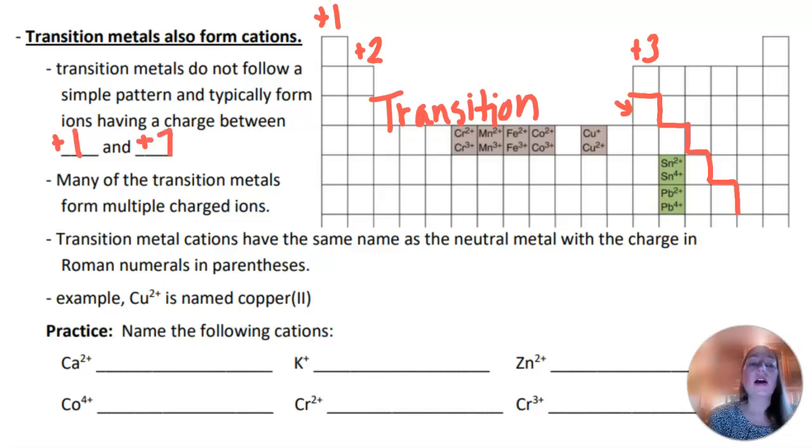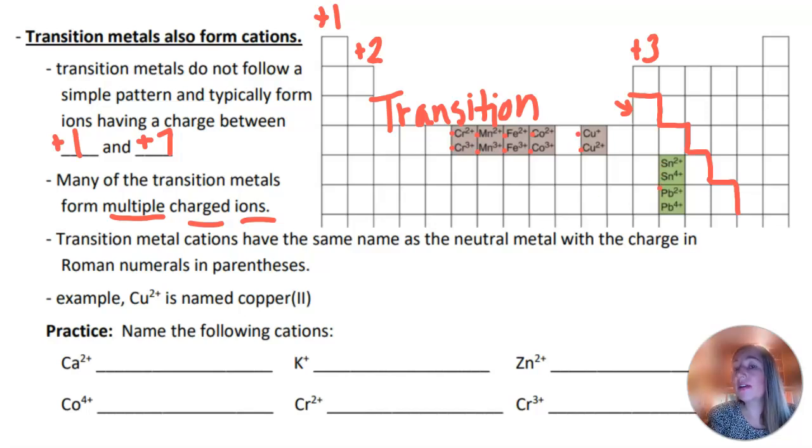Oh my. Many of them form more than one charged ion or multiple charged ions. For example, here we've got chromium can be a 2+ or a 3+. Manganese can be a 2+ or a 3+. Iron can be a 2+ or a 3+. Cobalt 2+, 3+, and copper +1 and +2.